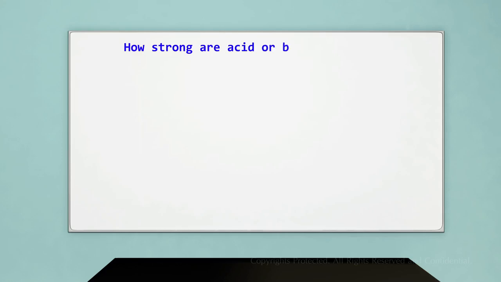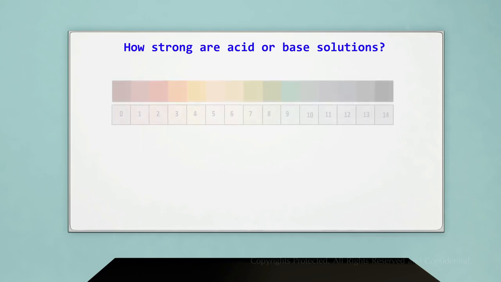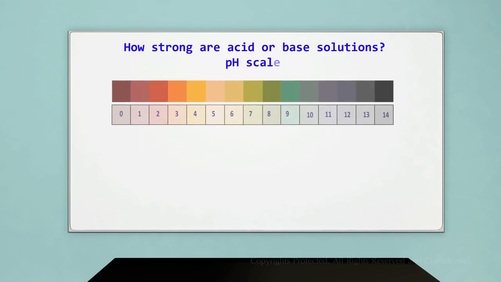How strong are acid or base solutions? The behavior of acids and bases in a reaction depends on their strength. How can we measure the strength of acids and bases? We measure the strength of acidity and basicity using a scale which measures hydrogen ion concentration in a solution and is known as the pH scale.